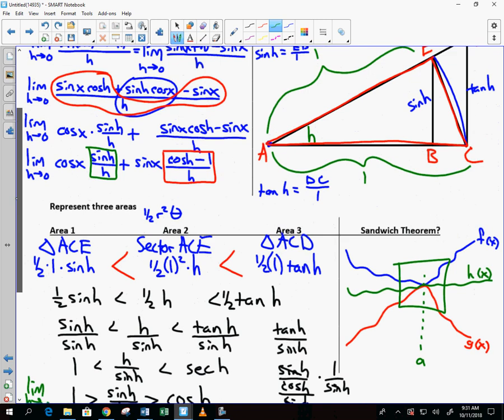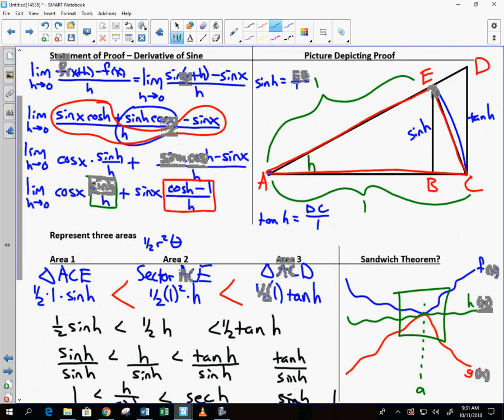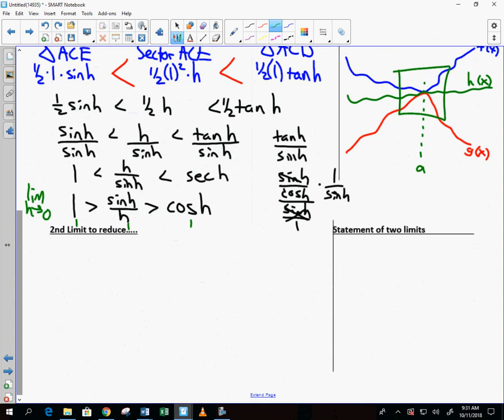What did you just do? You showed that the green part was 1. We were able to just get rid of the green part. Again, we're going to let h go to 0. If you let h go to 0, what's the limit of 1? 1. We're going to let h go to 0 of cosine of h. What's the cosine of 0? 1. Well, if sine of h over h is always between those two, then it must also be 1.